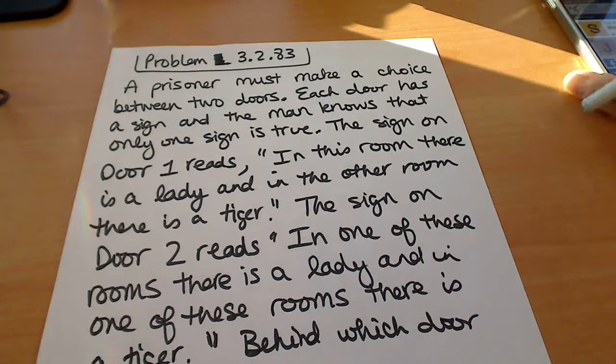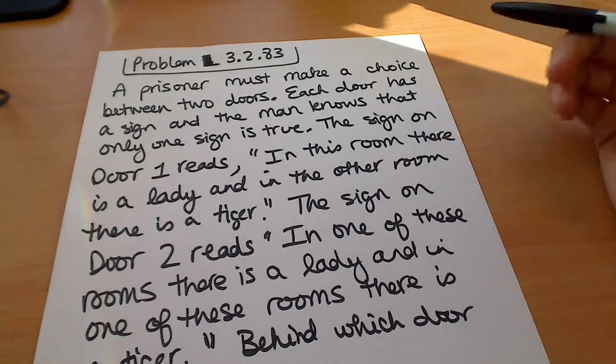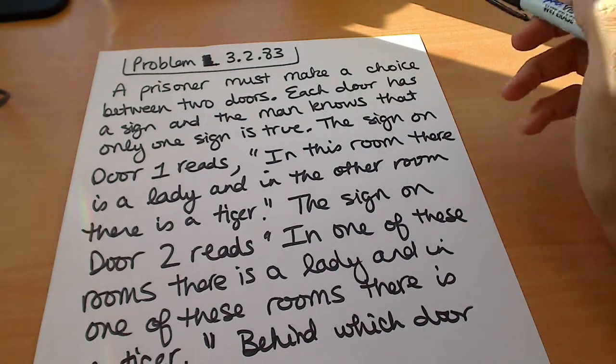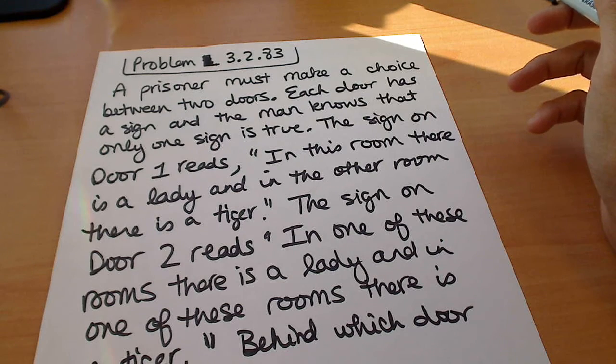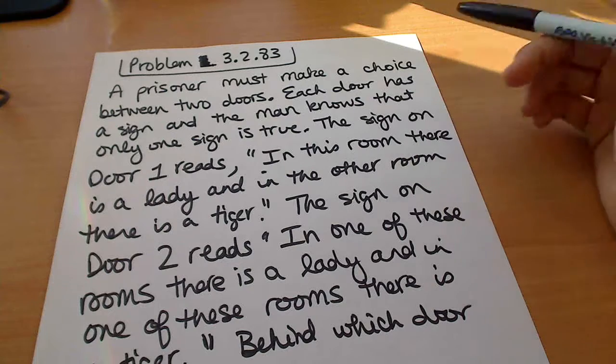Right, this is problem 3.2.83, and we have a prisoner who must make a choice between two doors. Each door has a sign, and the man knows that only one sign is true.